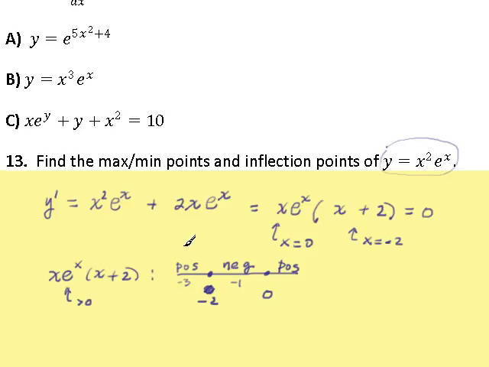So that means that y, our curve, is increasing. Here it's decreasing, and here it's increasing. So here we get a maximum, and here we have a minimum. Let's substitute into the original curve for the y value. So the minimum is at 0, 0, and the maximum is at minus 2, and then substituting here we have 4 e to the minus 2. Okay, so those are our max min points.